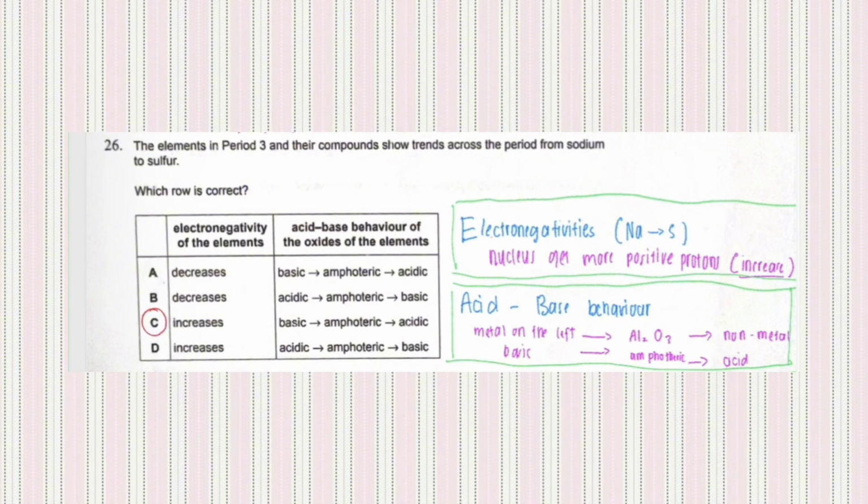26. The elements in period 3 and their compounds' trends across the period from sodium to sulfur. Which row is correct? Electronegativity from sodium to sulfur: the nucleus gets more positive protons, so the electronegativity increases. But for acid and base behavior, the metal oxide on the left is basic, Al2O3 is amphoteric, and the non-metal oxide is acidic. So the right answer is C.